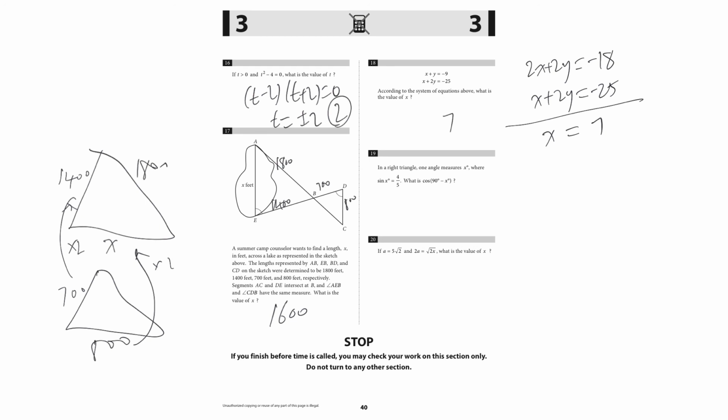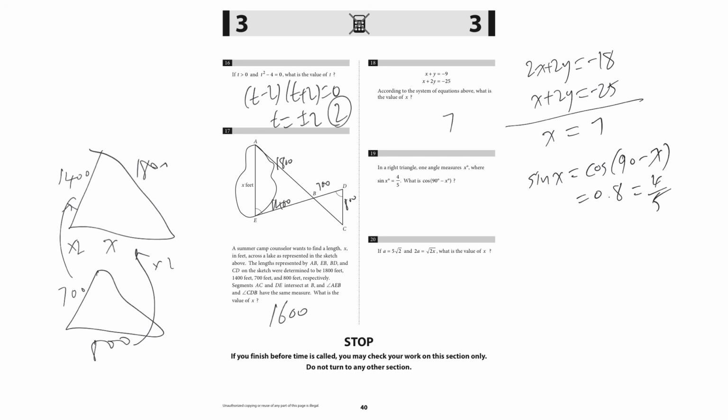In a right triangle, one angle measures x degrees, where sine of x is equal to 4 over 5. What is the cosine of x? Actually, you can just memorize this identity: sine of x is equal to cos of 90 minus x, so this is also going to be equal to 0.8, or 4/5.